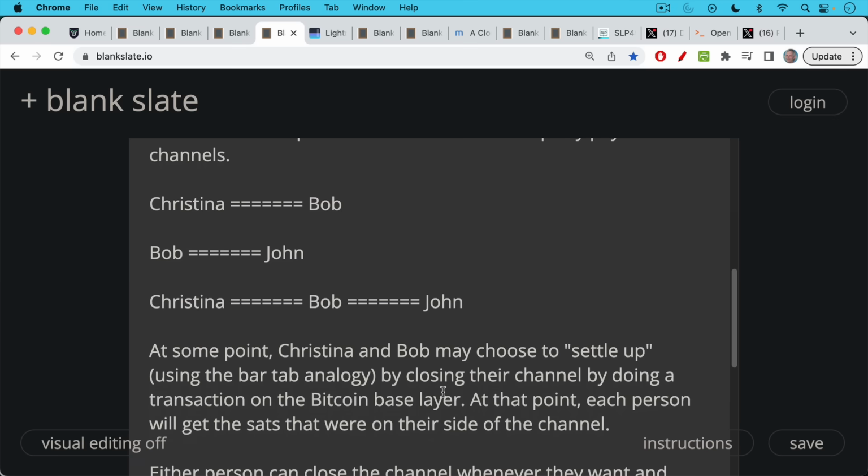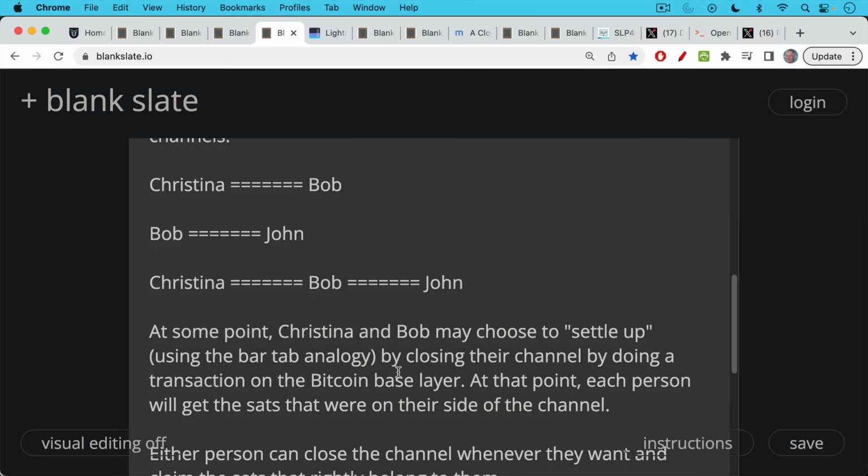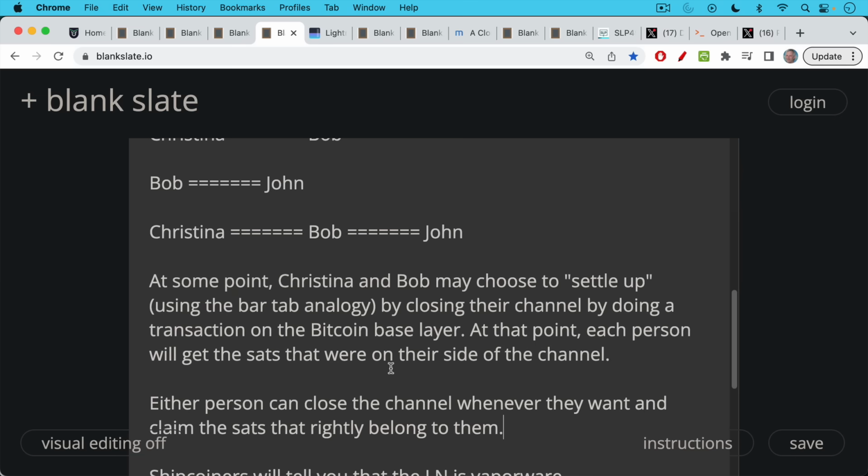Now, at some point, Christina and Bob may choose to, quote unquote, settle up. Using the bar tab analogy, where you give a bartender your credit card and then everyone has drinks and then you pay the total at the end of the evening, you can settle up on Lightning by choosing to close that channel. Christina and Bob could choose to close that channel by doing a reverse transaction on the Bitcoin base layer. And at that point, each person will get the sats that were on their side of the channel at the time of the close. So if Christina ended up with 110,000 sats, that's what she would get.